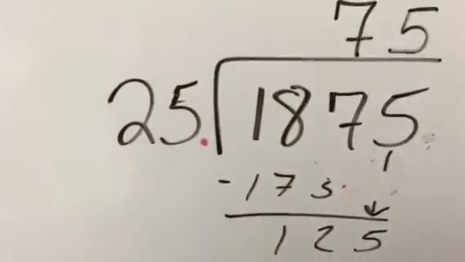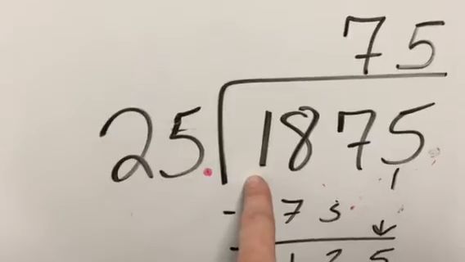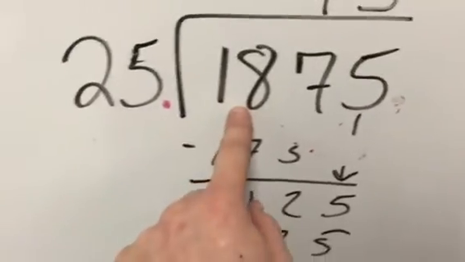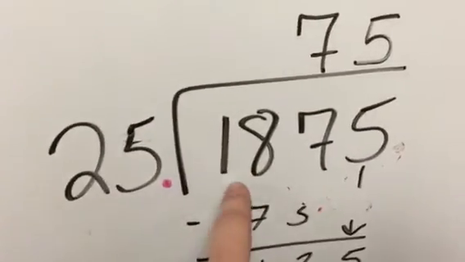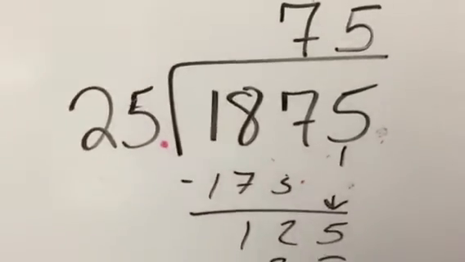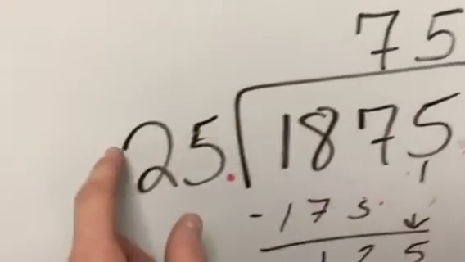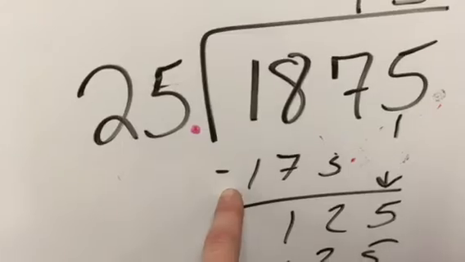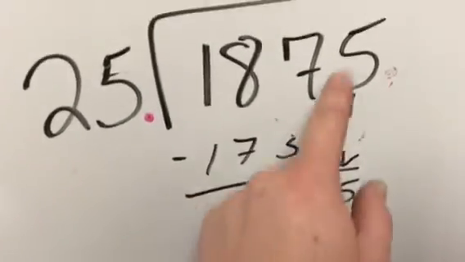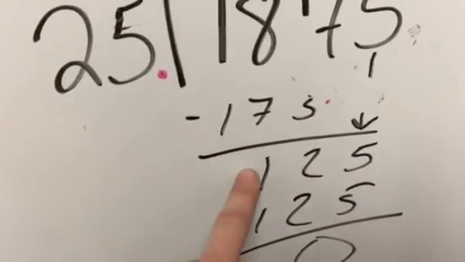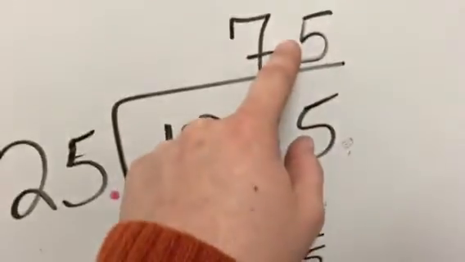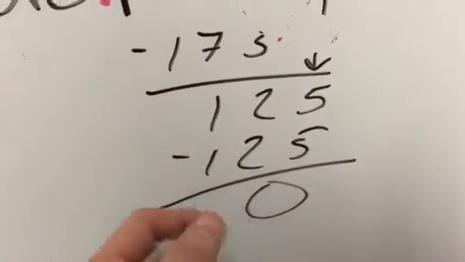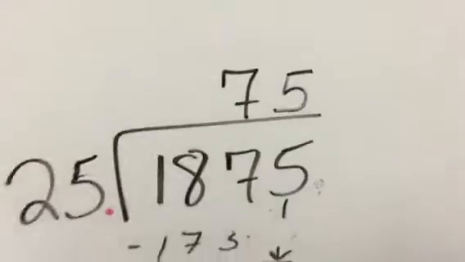So now I just do my division. Can 25 go into 1? No. Can 25 go into 18? No. Can 25 go into 187? Sure, it goes in 7 times. So then I do 7 times 25 is 175. I subtract to get 12. I bring down my 5. 25 goes into 125 5 times. And so then I subtract and get 0. So I find out my answer is 75.